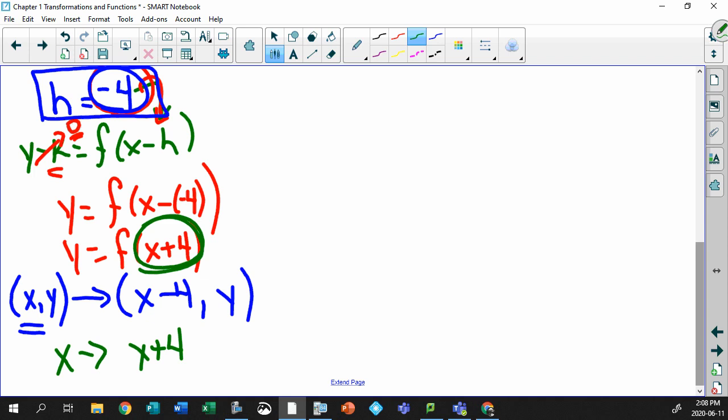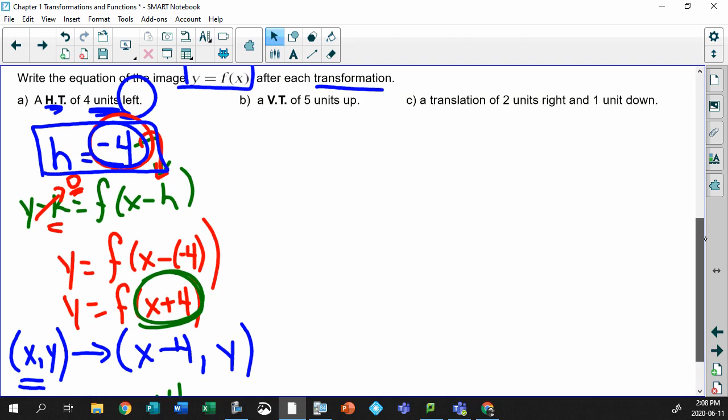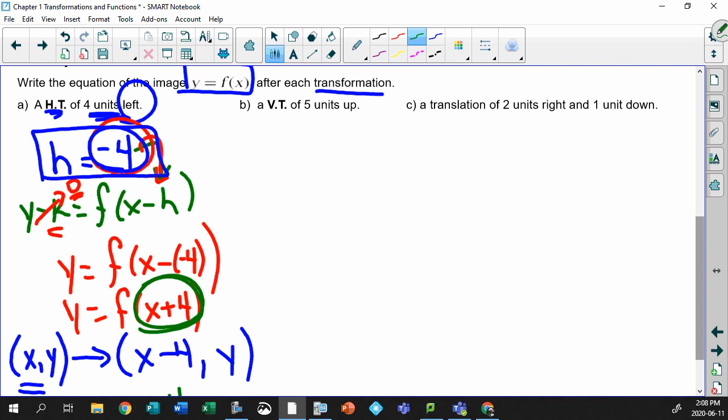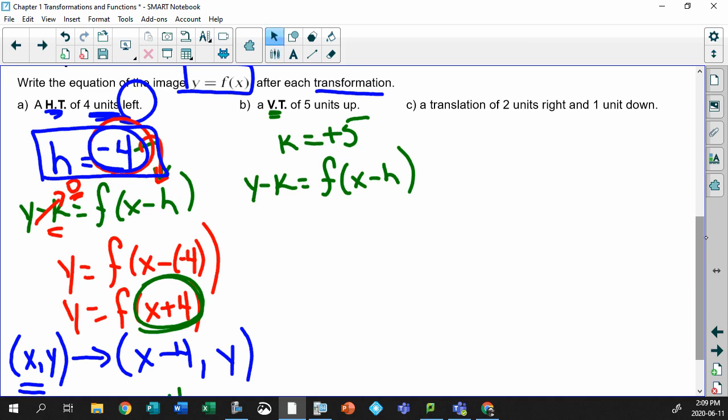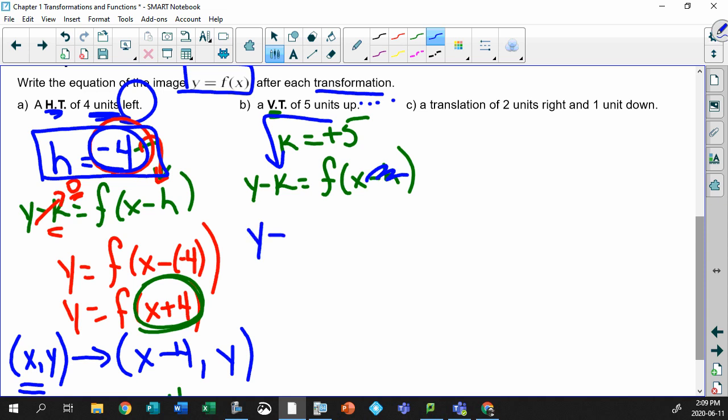Okay, so let's do the next one over here. I'm going to do a vertical translation, that's what VT stands for. I'm going to go 5 units up. So vertical is my k value, plus 5. Look at the original equation: y minus k equals the function of x minus h. My k now is in fact 5. There's nothing describing h, so my h is actually gone. So this is y minus 5 equals f of x.